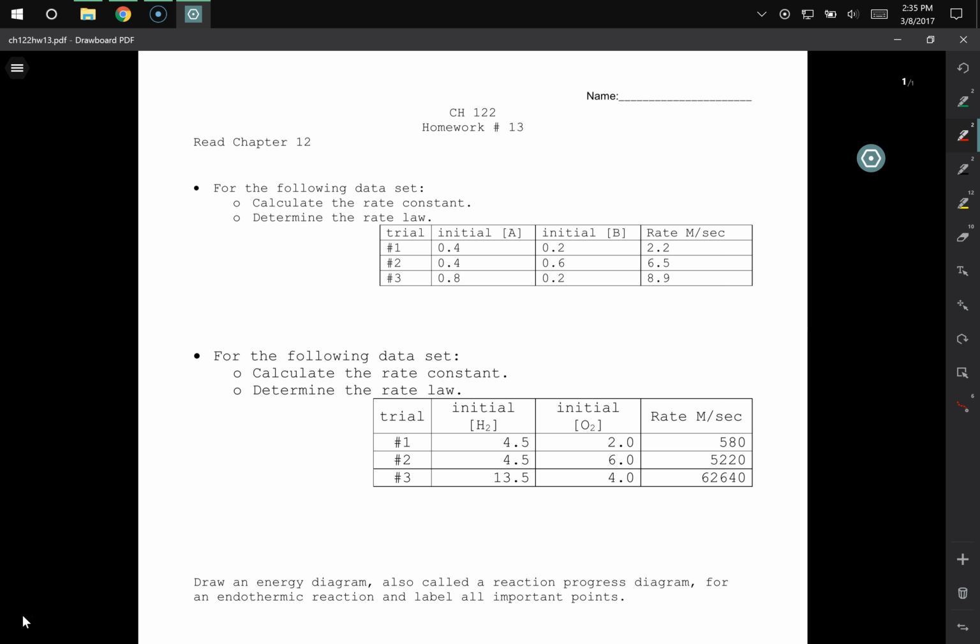Okay, let's go ahead and talk about this. What trials did you want to pick? 1 and 2. Why 1 and 2? Only one of them changes.